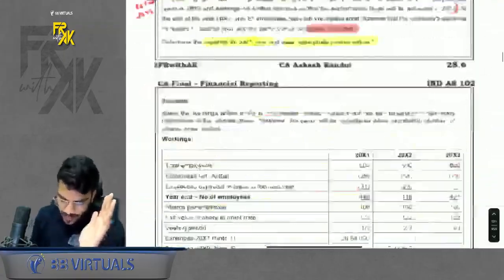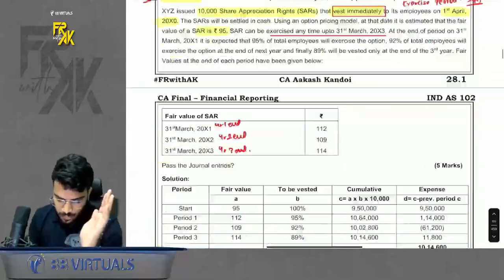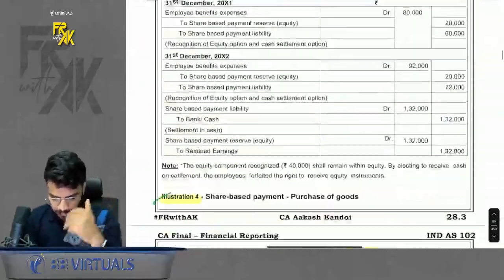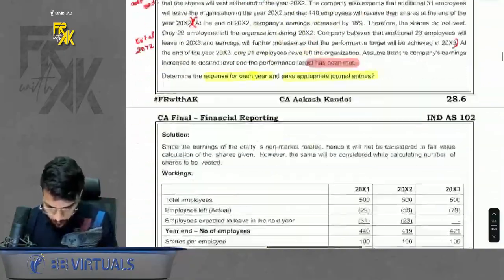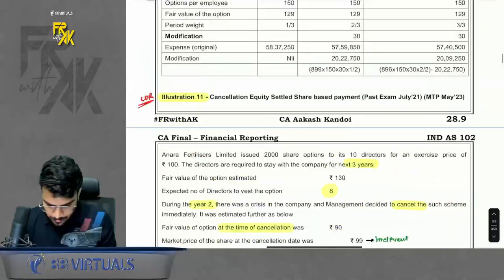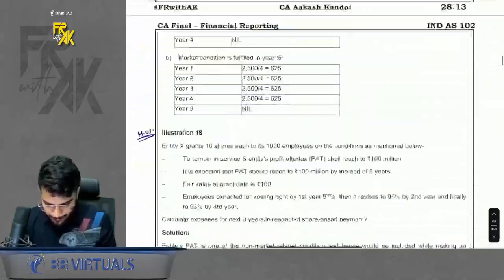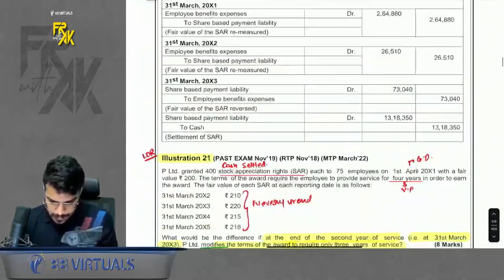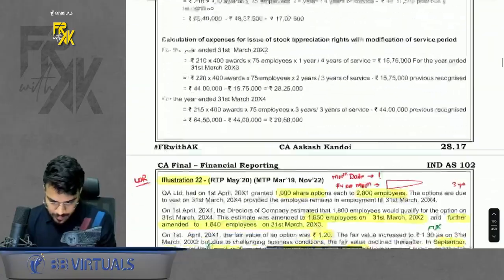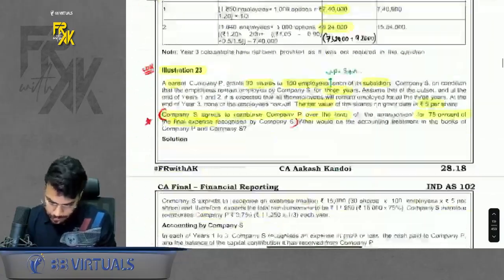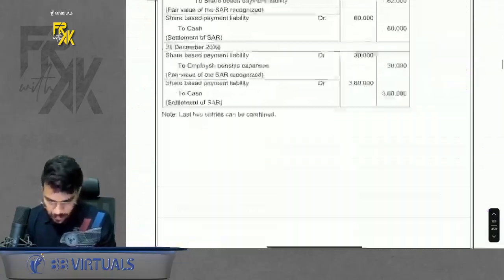But let me see if I have missed out on any question which I wanted to revise. If yes, then I will revise that question as well. 7 we did. Then cancellation we discussed. Modification we discussed. Market based measurement we discussed. This also we discussed. 21, 22 also we discussed. 23 done. Okay, 1 discussed.